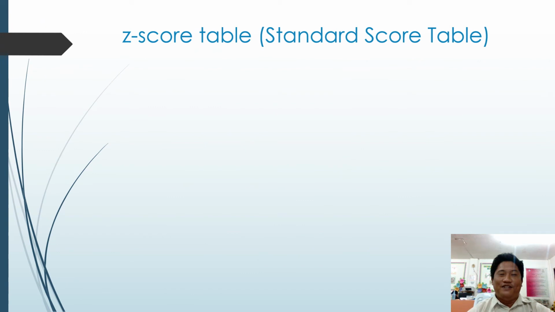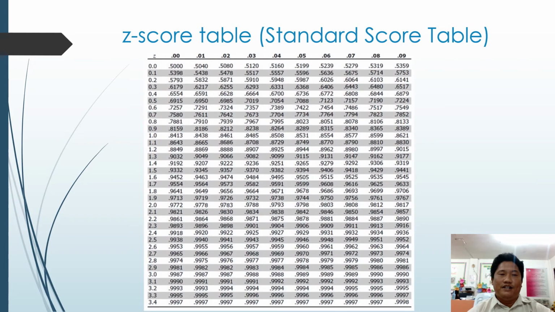Now we'll have our z-score table, or the standard score table. We'll use this table in our next activities. So, introducing the z-score table. Inside the table are the different probabilities or areas under the region. Later on, we will know the use of this z-score table.